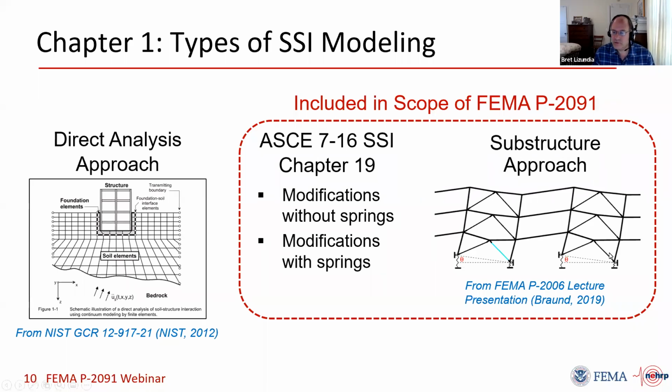What we would typically do is what's on the right: we would put a spring underneath a column or underneath a spread footing, and it could be a vertical spring, could be a horizontal spring, could be both. This is called the substructure approach method instead of the direct analysis approach. So this whole guide and all the provisions in the building code are all about the picture on the right: how to use springs and what springs do, and there's no need to have finite element modeling of the soil.